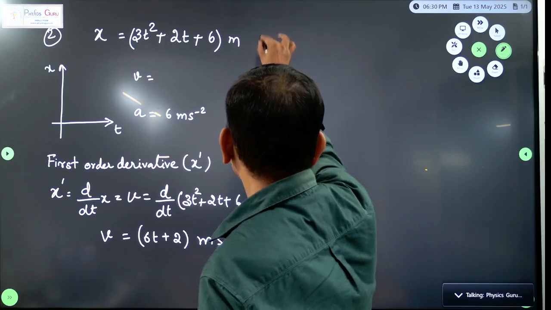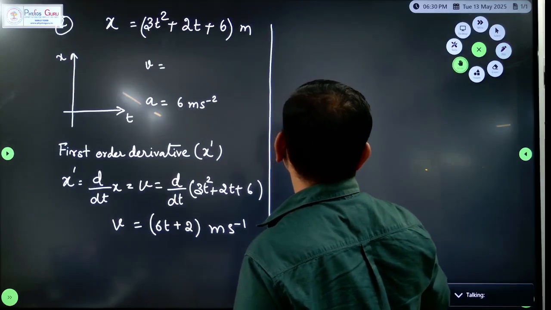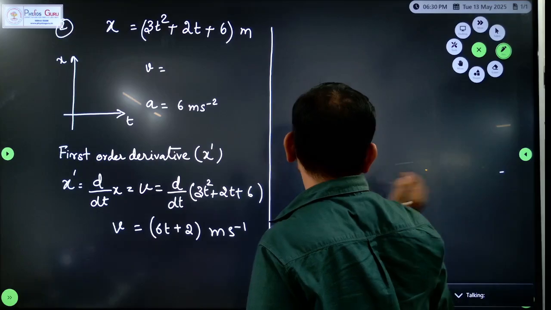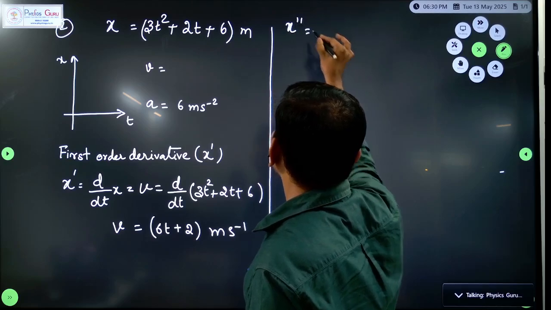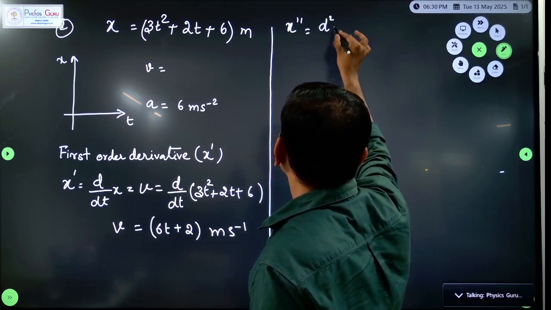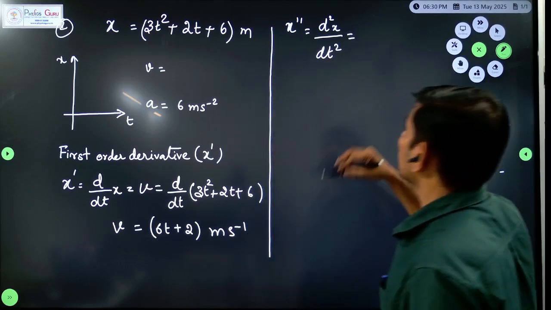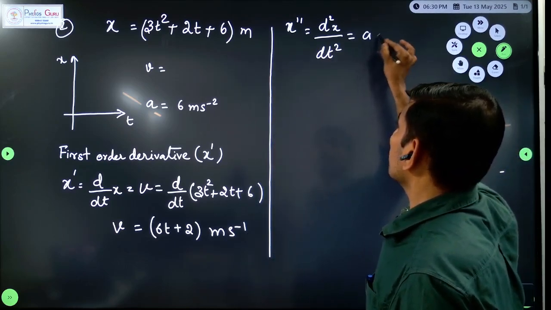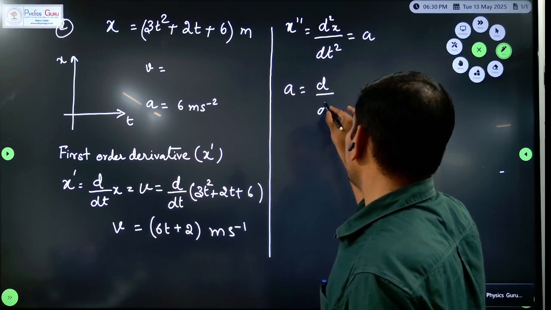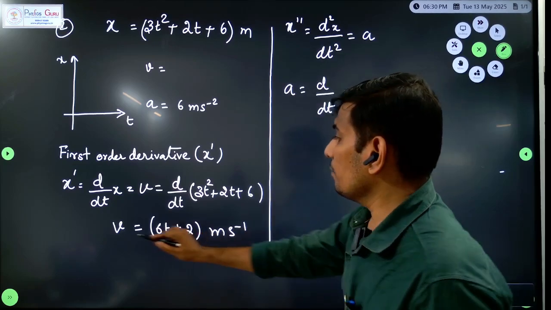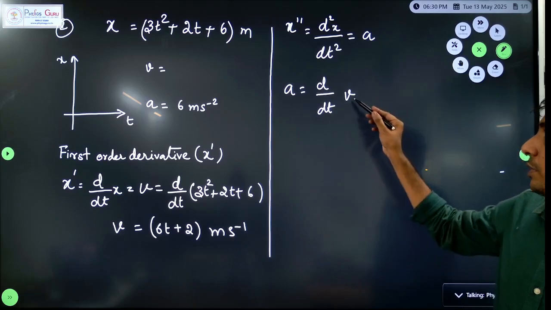Fine sir. So now let's try the acceleration part of it. x double prime is equal to d square x by dt square, which is nothing but acceleration. That is, acceleration is equal to d by dt of v. Because to calculate v, I differentiated x one time. Now I am going to differentiate v one more time.